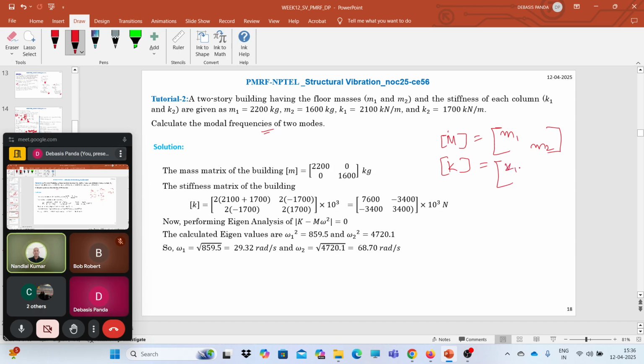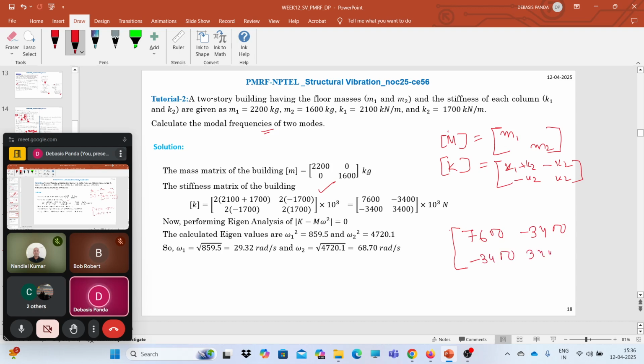K1 plus K2, then minus K2, minus K2, K2. Yeah. So very quickly, you need to form this characteristic equation, and then solve it. The values are like this: 7600, minus 3400, minus 3400, 3400, times 10 to the power 3, minus omega square into the M matrix, 2200, is equal to 0, the determinant of this.